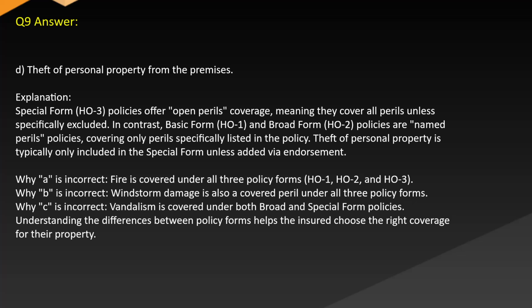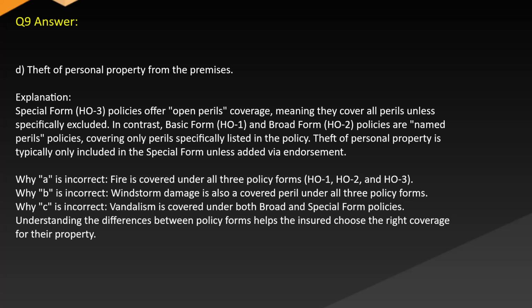Answer: D. Theft of personal property from the premises. Explanation: Special form HO3 policies offer open perils coverage, meaning they cover all perils unless specifically excluded. In contrast, basic form HO1 and broad form HO2 policies are named perils policies, covering only perils specifically listed in the policy. Theft of personal property is typically only included in the special form unless added via endorsement.